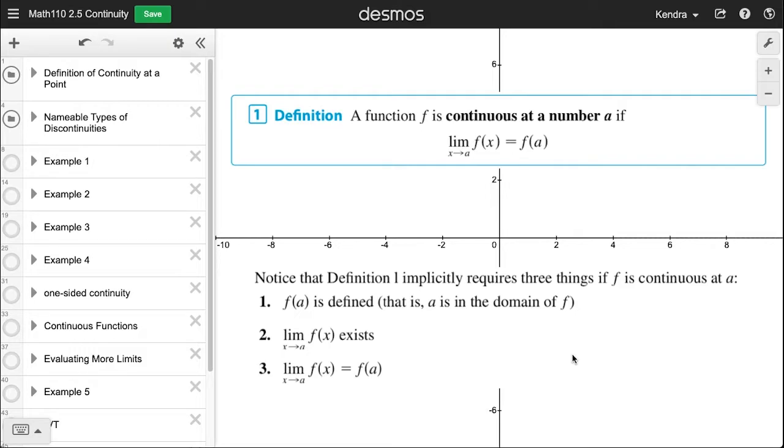And in writing that equation, we have to keep in mind that it assumes that the limit as x approaches a of f of x exists as a finite number, and that f of a exists as a finite number, and that those two numbers are equal to each other. So there are three ways that a function can fail to be continuous at a number a: if the limit doesn't exist, or if the output doesn't exist because a is not in the domain of f, or if those two values are not equal to each other.